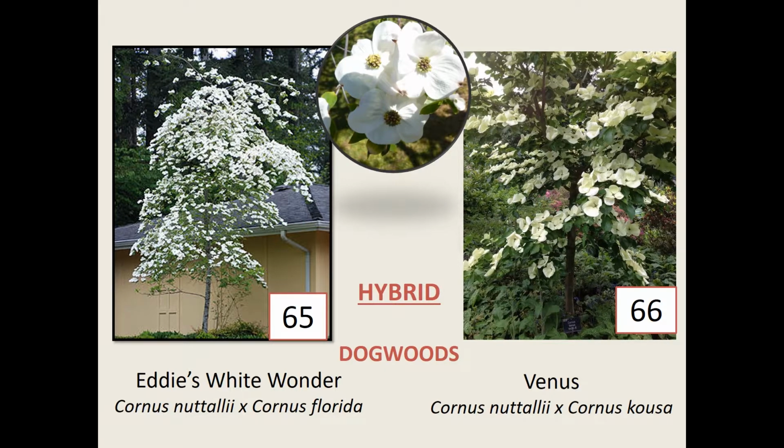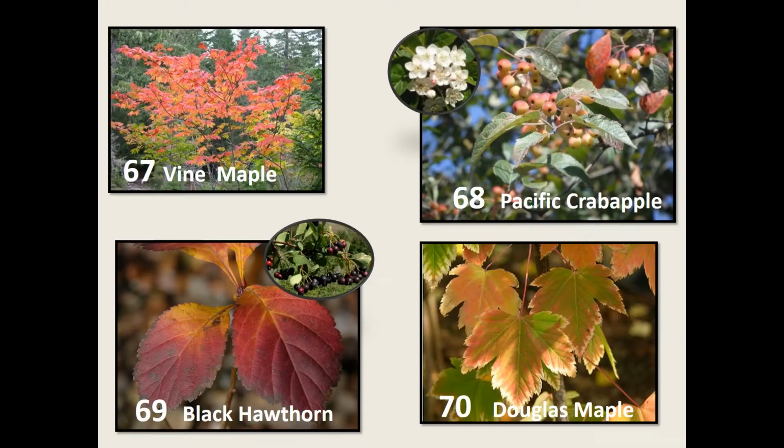Here, our native Pacific dogwood, Cornus nuttallii, has been crossed with the eastern species, Cornus florida, to make the hybrid Eddie's White Wonder, and a non-native dogwood, Cornus kousa, to make the Venus hybrid. These two hybrids tend to be easier to establish than the true native and tend to be more resistant to the fungal disease anthracnose. These smaller native trees are sometimes called tall shrubs.